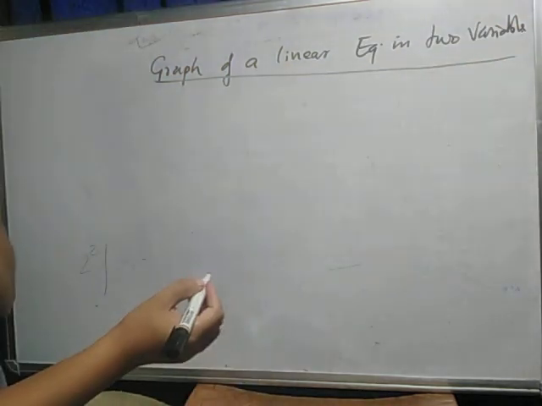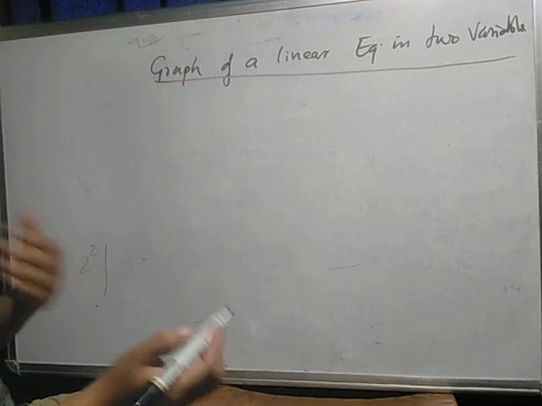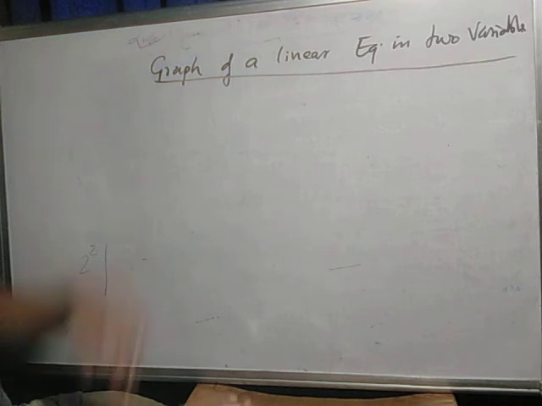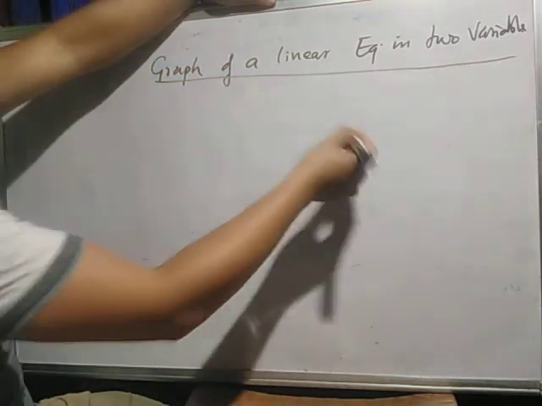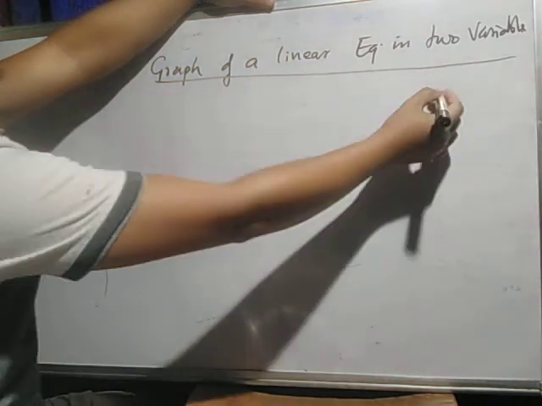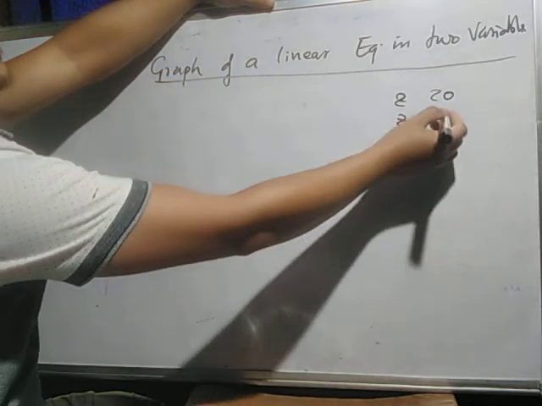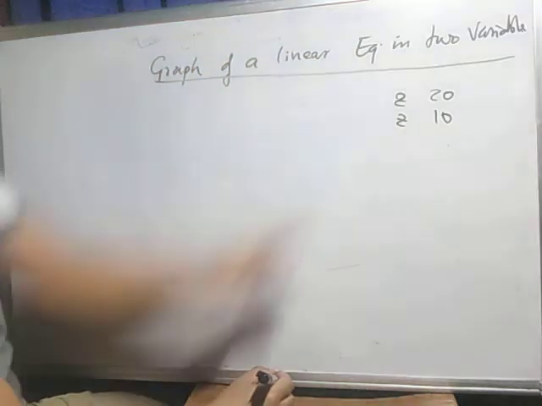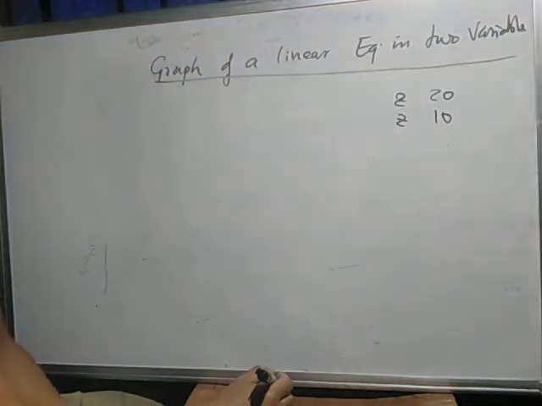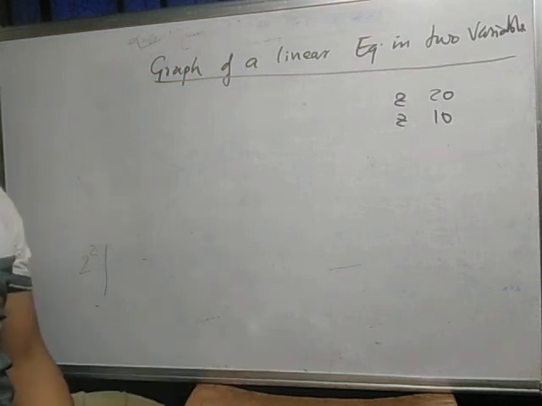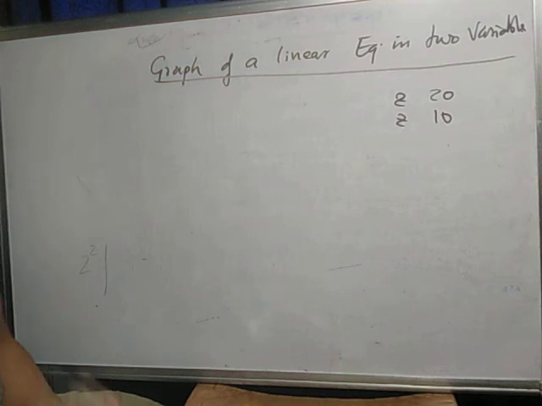So what you're supposed to do is buy one graph copy. It is available in your shop. It costs around a maximum of 20 rupees and a minimum of 10 rupees. So just buy one graph copy, then only you will understand exercise number 4.2.